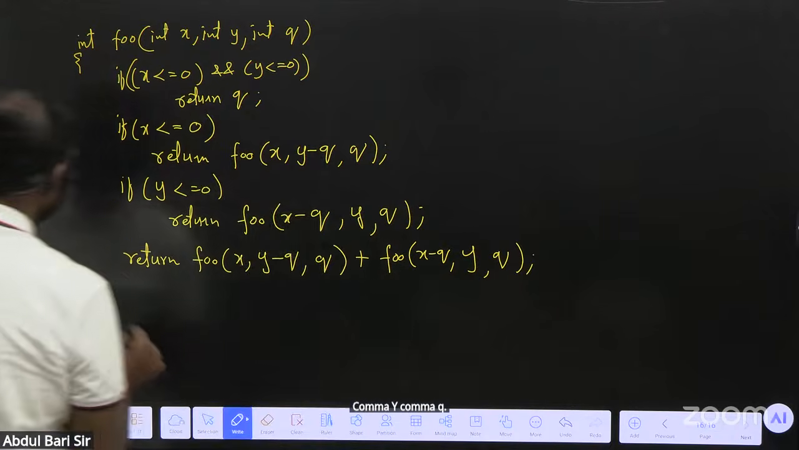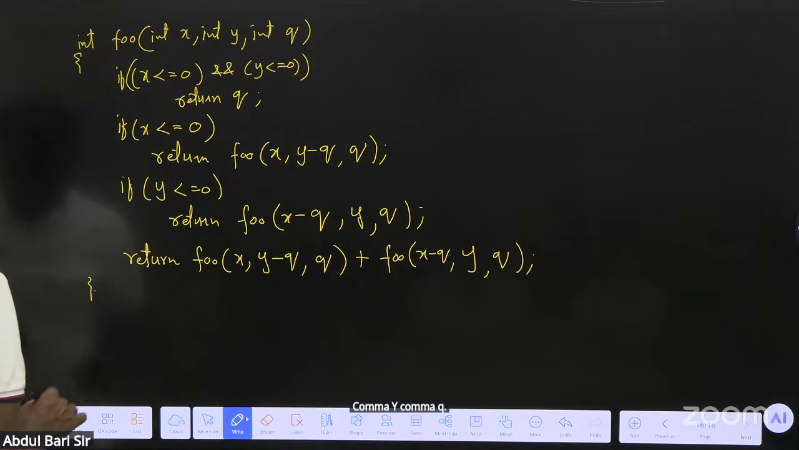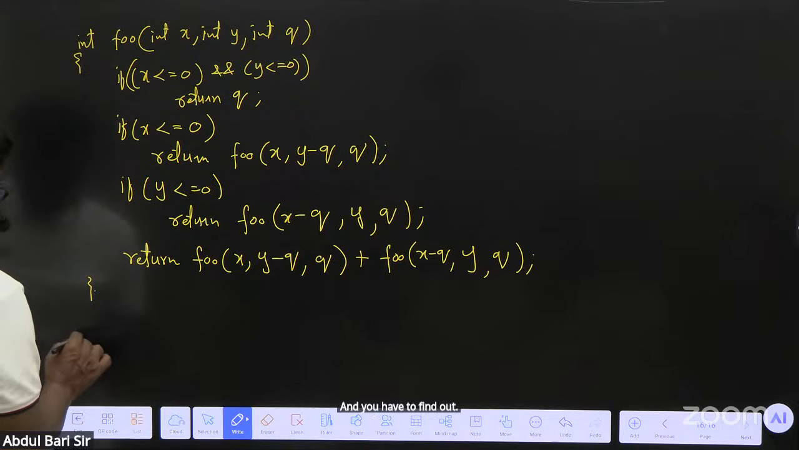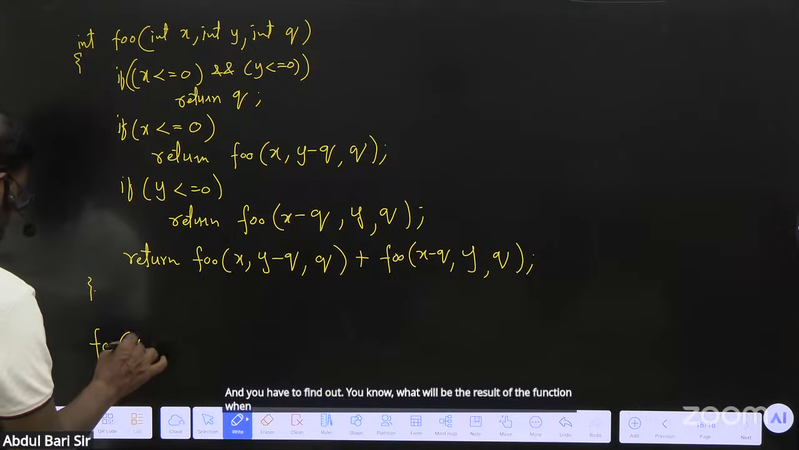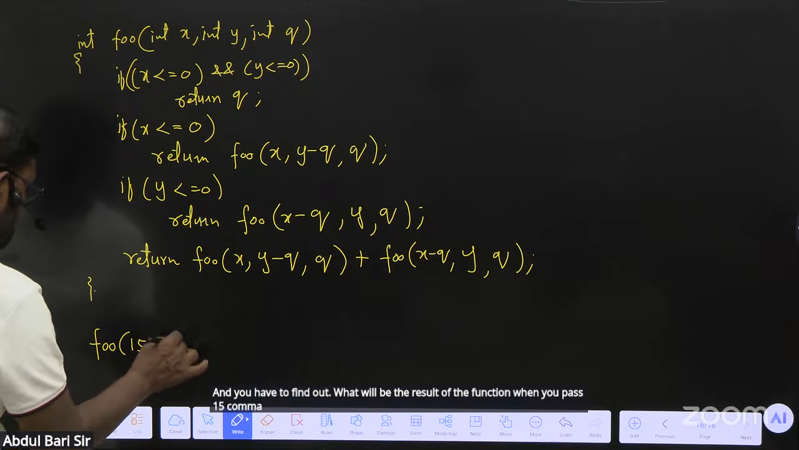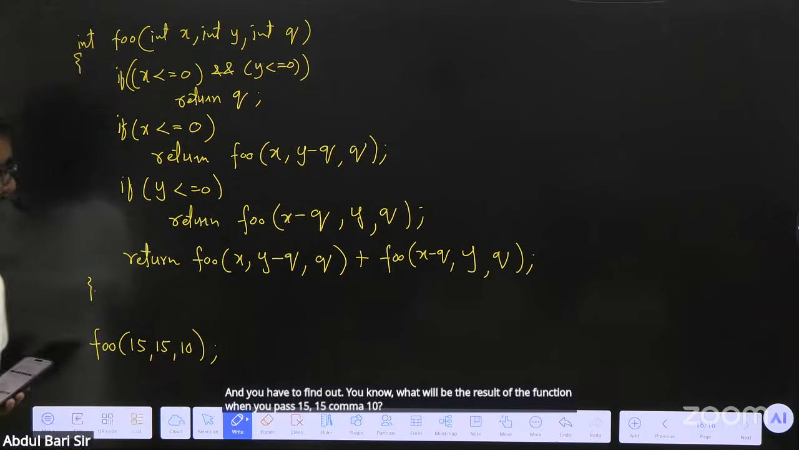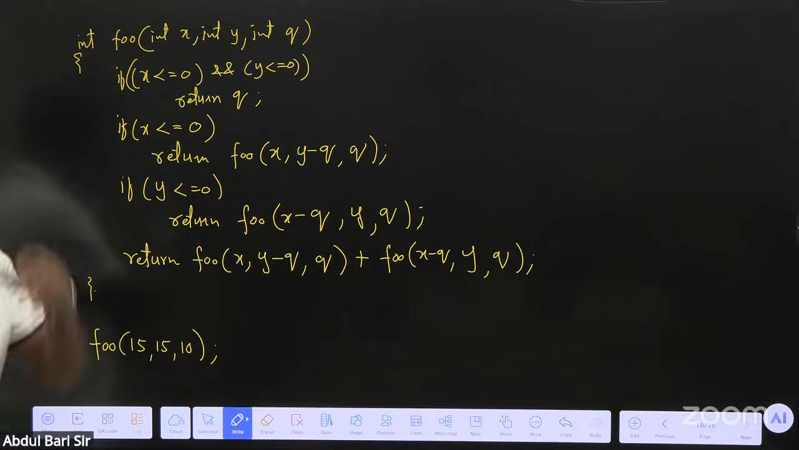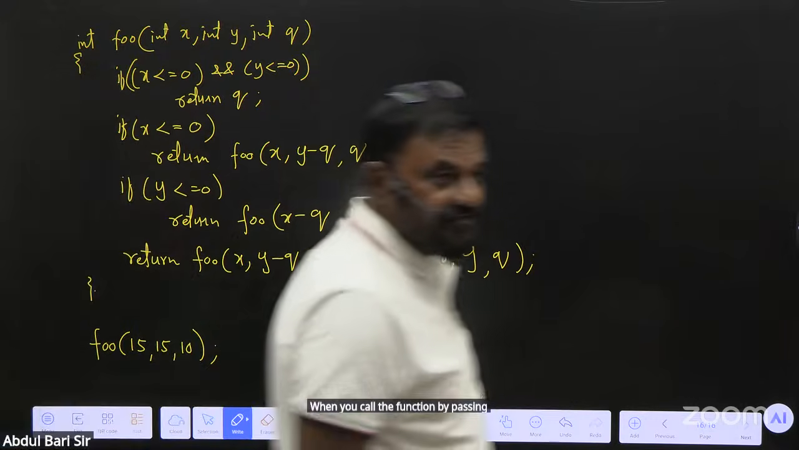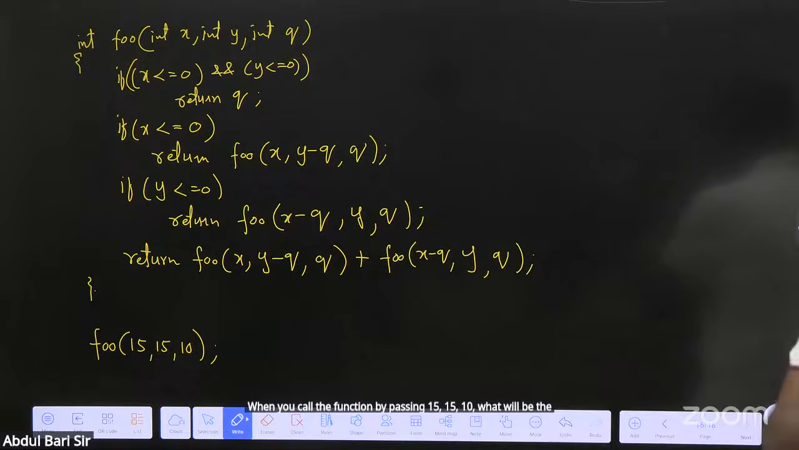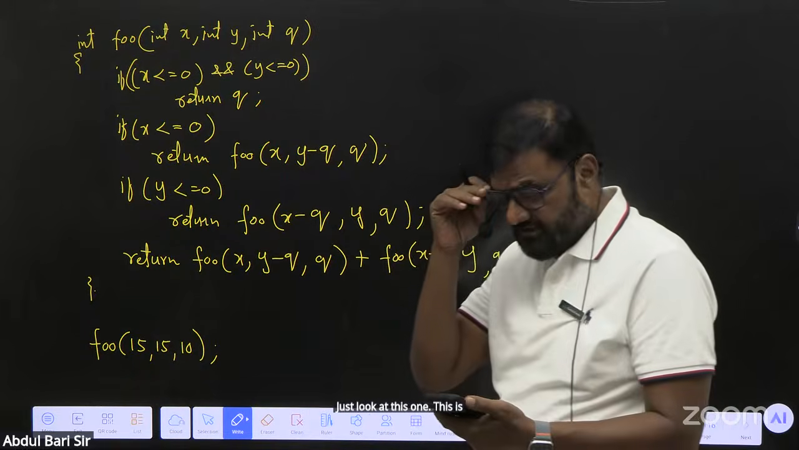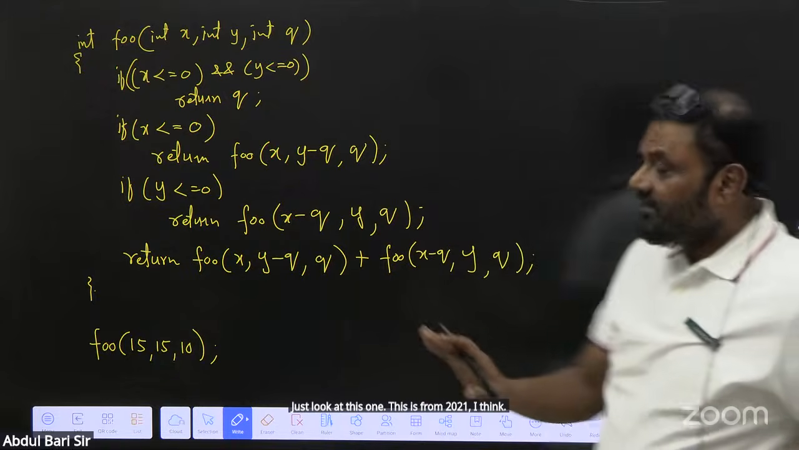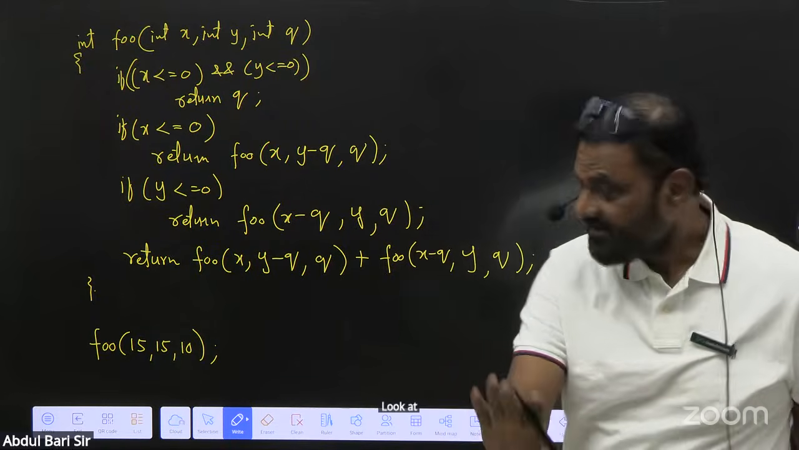And you have to find out what will be the result of the function when you pass 15 comma 15 comma 10? When you call the function by passing 15, 15, 10, what will be the result? Just look at this one. This is from 2021, I think. Look at this.